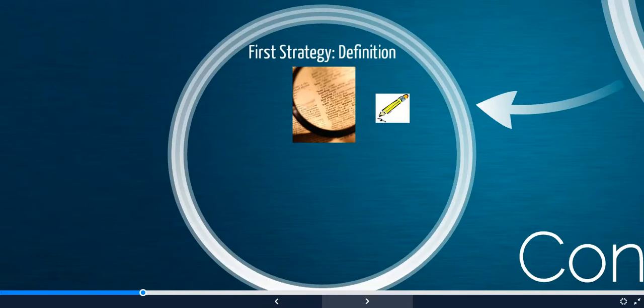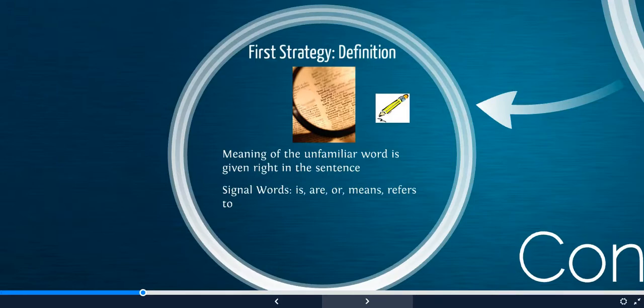So the first strategy is definition, where this means that the unfamiliar word is actually defined for you in the sentence that you're reading. You'll see this when you see things like is, are, means, or refers to. Those kinds of words will let you know that it's a definition. So here's an example. Caverns are very large caves. So that signal word "are" lets you know that it's just telling you what a cavern is. If you didn't know already, now you know that they are very large caves. Pause and take notes on this section.